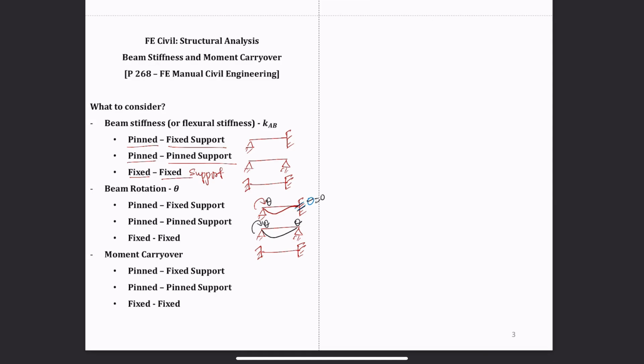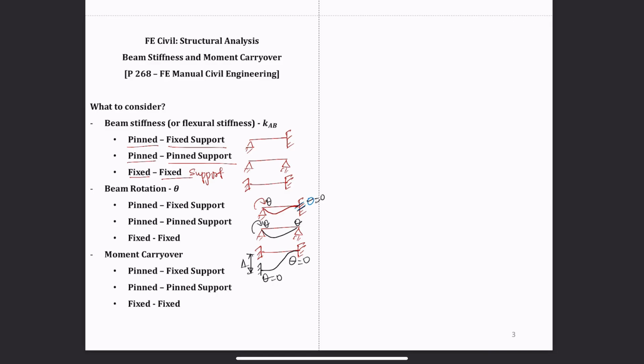And in this case, even if there's any moment, generally for fixed cases, the moment will be due to settlement. If there's a settlement, we know that the rotation will still be equal to 0. So this is due to rotation.